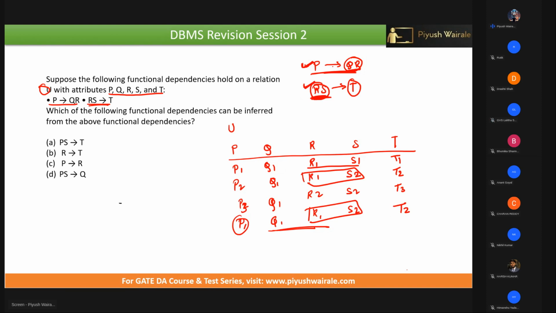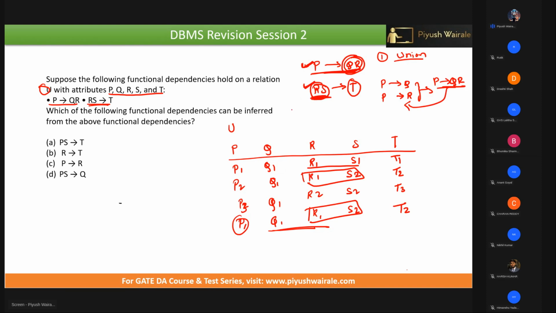Okay. Now, if I have P determine QR, there is one rule, union and decomposition rule. Union rule is what? If I have P determine Q and I have P determine R, so by union rule, I can say P determine QR. That is fine. Decomposition rule is the reverse of this. If I have P determine QR, then I can write P determine Q and P determine R. This is fine. But both the rules, union and decomposition rule, are applicable to only the right hand side value, not the left hand side value.